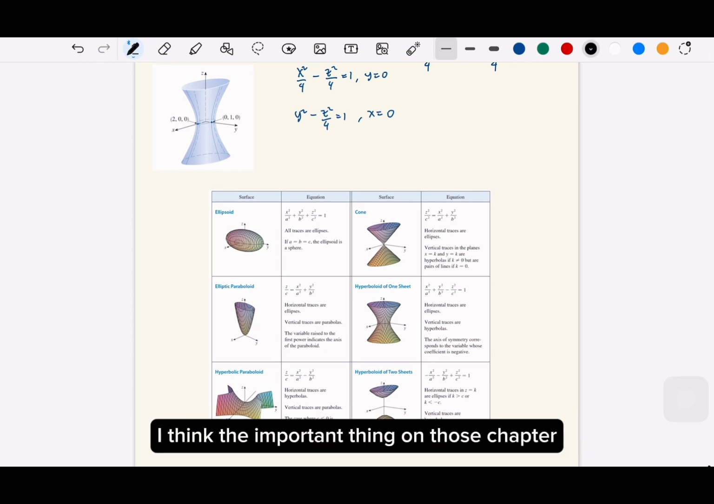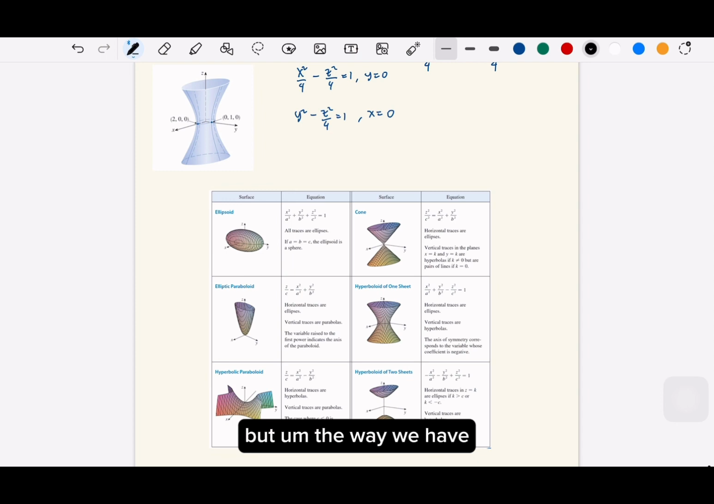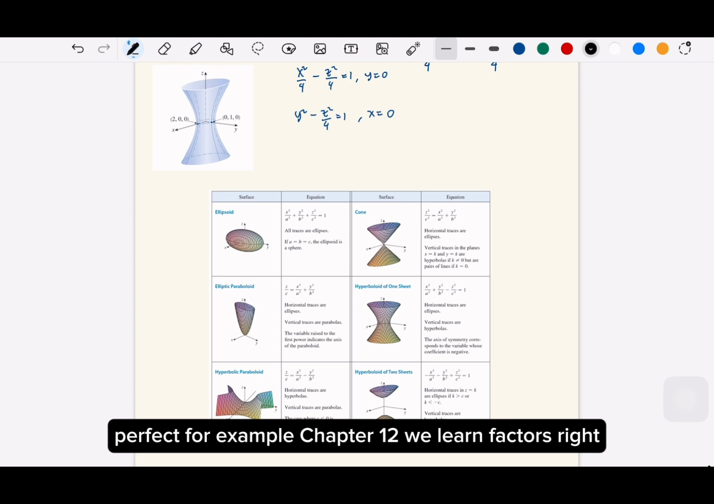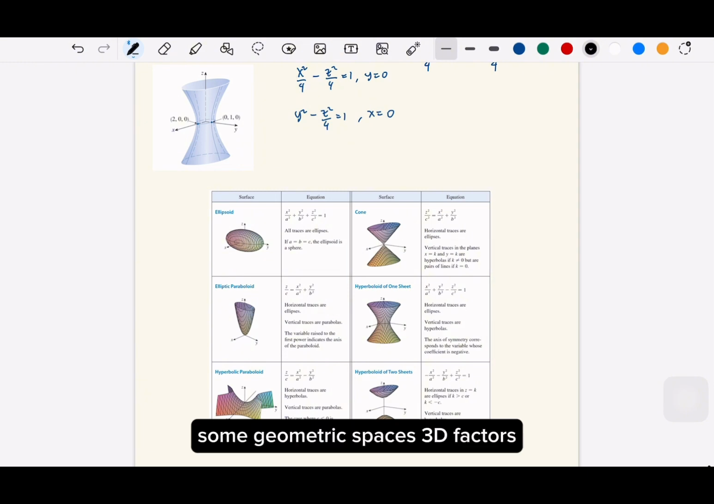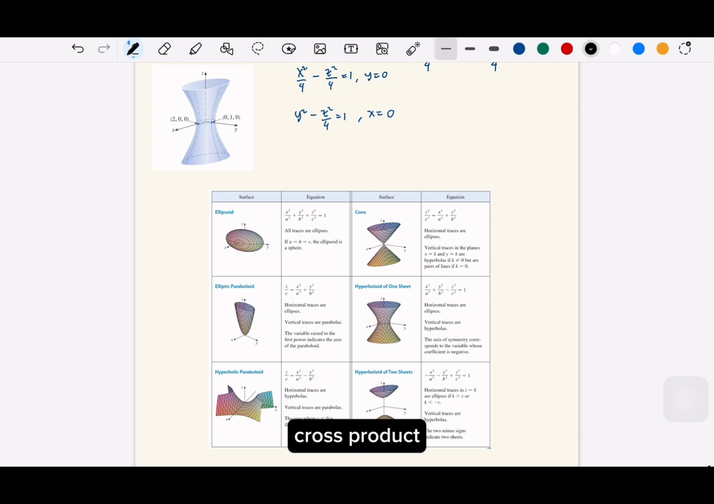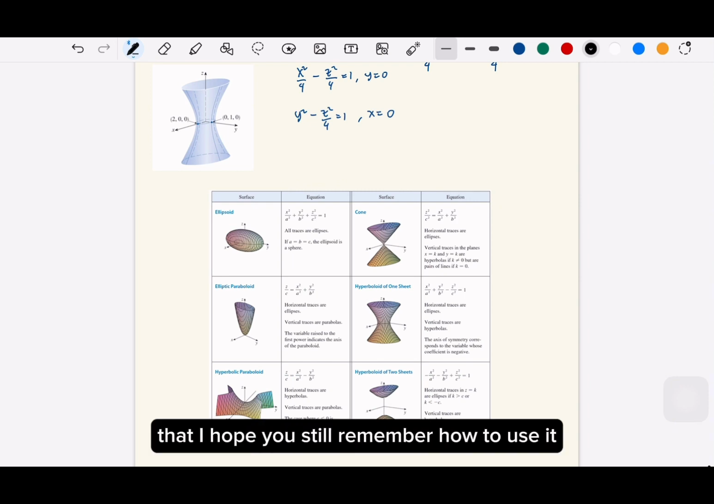I think the important thing on that chapter, because it's quite short, is the way we have, for example, in chapter 12 we learned vectors, right? We learned vectors, some geometric spaces, 3D vectors, dot product, cross product, that I hope you still remember how to use, and also how to represent the vectors by taking some equation of a line or plane.